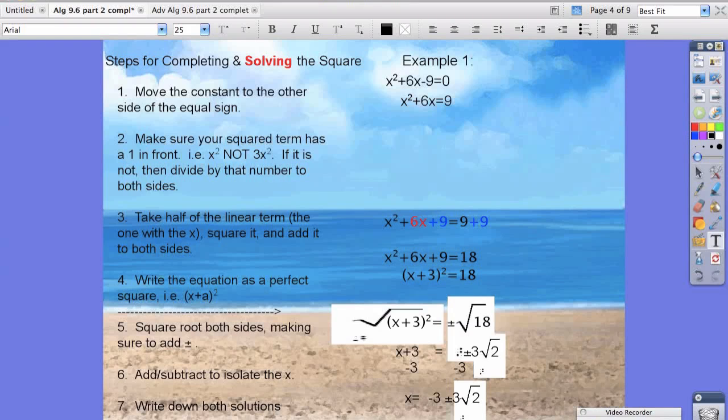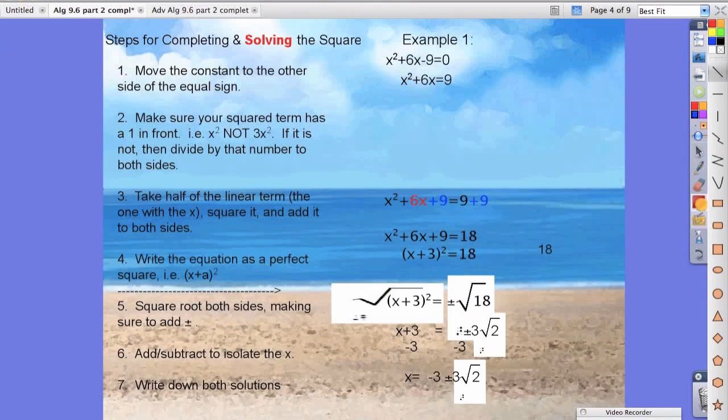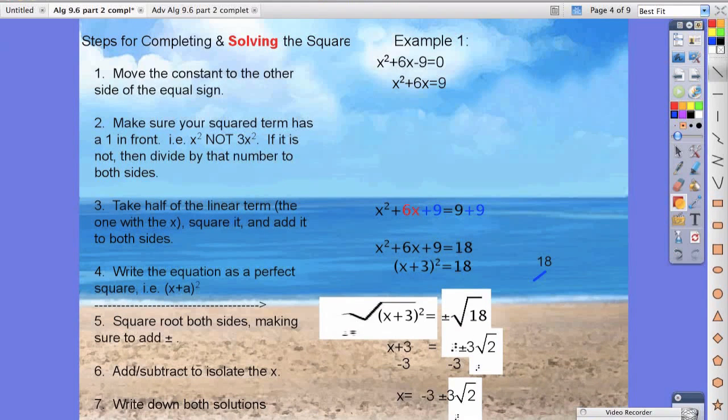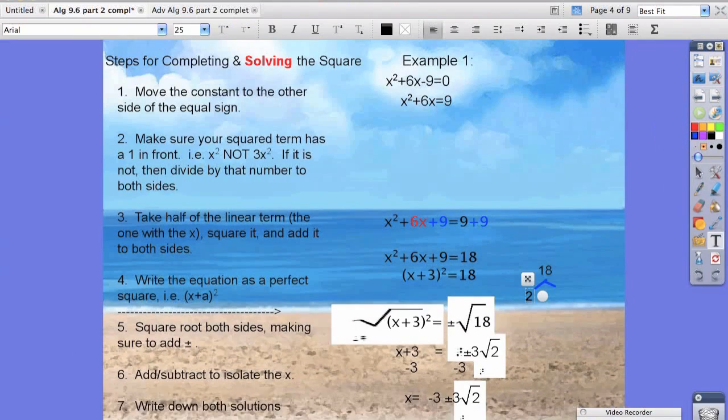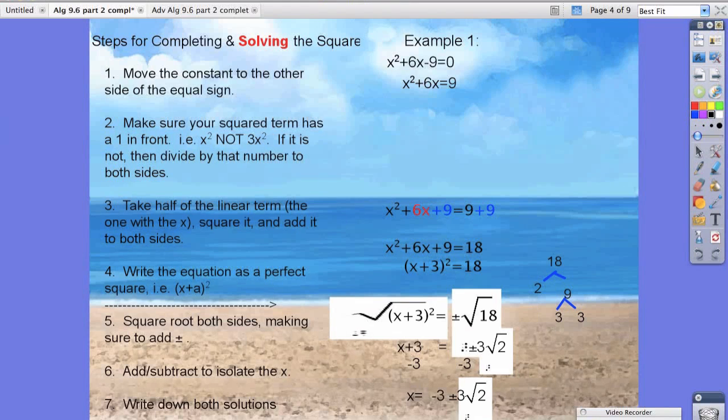And the way that we got that is to do a quick factor tree of 18. So we're going to write 18. And this breaks down to 2, 9, and 3, and 3. So we have the square root of 3 times 3 times 2. Remember, 2 for me, 1 for you, so we have 1, 3, and the 2 is left over, so we leave that in the square root.